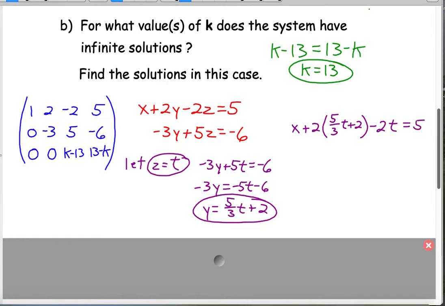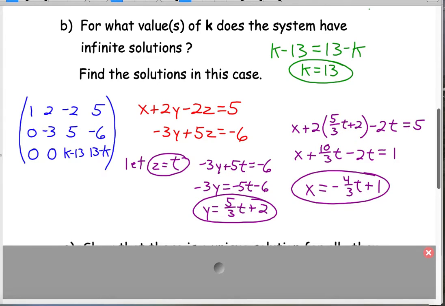And now I can solve this for x. So I'm going to get x plus 10/3 t plus 4, and I'll move that to the other side, so I'm going to have equals 1. And then I'll combine the t's. 10/3 minus 2, so that's minus 6/3, so I have 4/3 t. When I move it to the other side, I'll have negative 4/3 t plus 1.